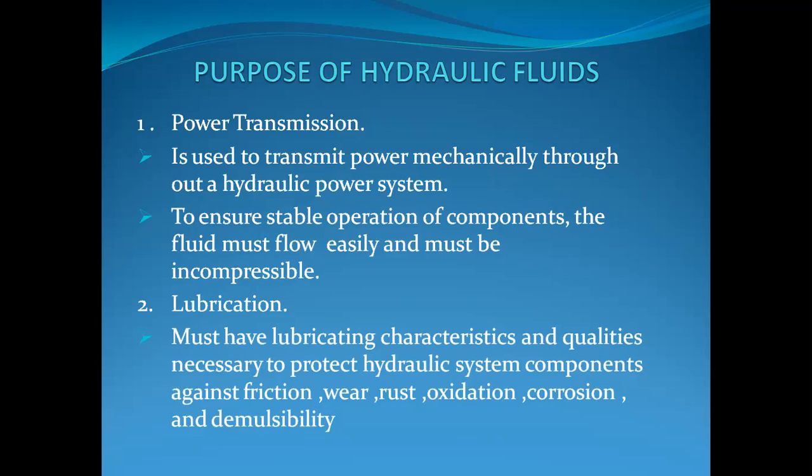Everybody knows what friction is. When there is a moving part, there is some kind of friction. Wear means some deterioration taking place in the product. Rust is the product of oxidation. Oxidation is the reaction of atmospheric air with the iron. Corrosion is the product of oxidation. And demulsibility is the opposite of emulsification. That we can discuss later.